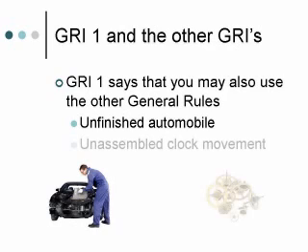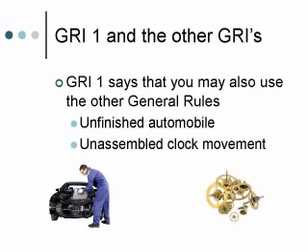How about unassembled clock movements? We have in 9109 clock movements complete and assembled. We cannot use GRI 1 as the clock movements must be complete and assembled. Therefore, once again, we have to go to GRI 2.